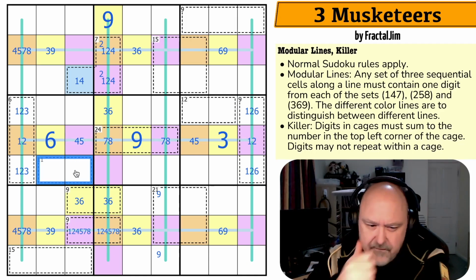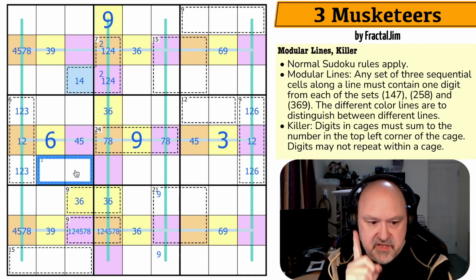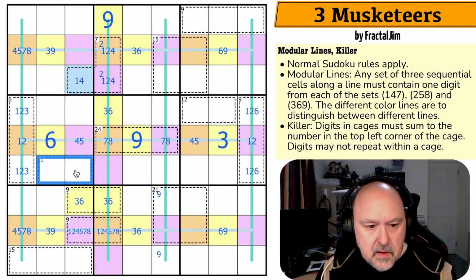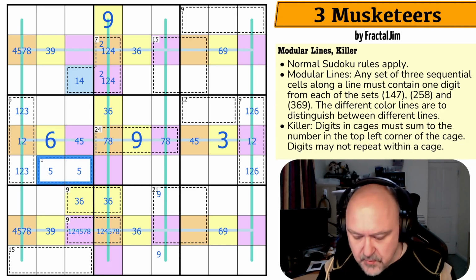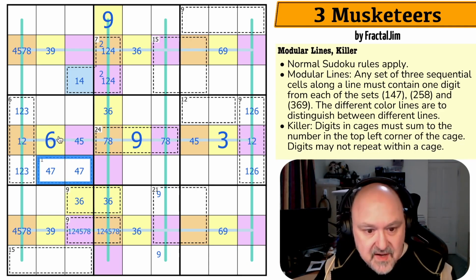So what's this 11 cage now? It can't be 9, 2. It can't be 8, 3. This is 7... Oh, this is neat. So what can this be? 9, 2 is not possible. 8, 3 is not possible. 7, 5 is possible. 7, 4 is possible. I need to do that in both. 7, 4 is possible. 6, 5 is not possible because this is a 6. So this is 7, 4.